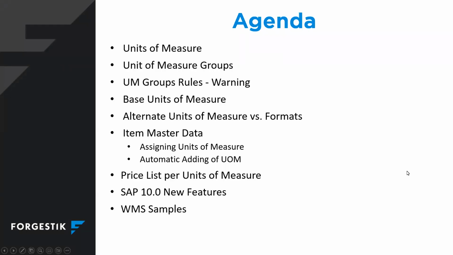So like I said, we're going to go over the units of measure, the groups. What are the rules when creating a group? The definitions that will be used in our group, so the base unit of measure and all the alternate units of measure. We're going to compare that to formats. And we're going to see in the item master how to assign units of measure and how to assign price list, and some new features in SAP 10 regarding the units of measure. So let's jump right away in our system.